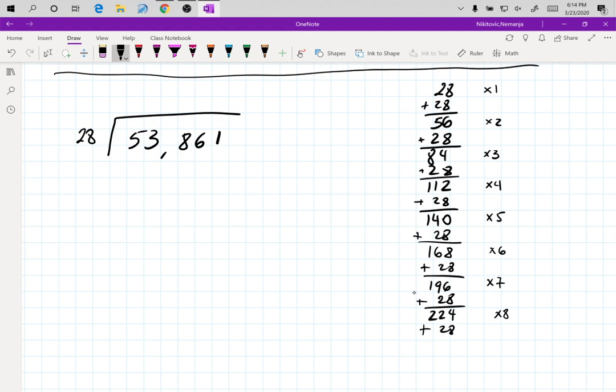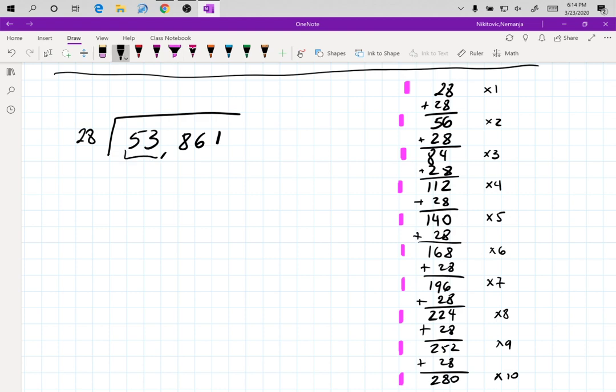Add another 28 over here. 252. That's times 9. And plus 28, this one must line up every time. That's 280, which is times 10, and that's what you check, right? Because 28 times 10 is 280. So now I have my multiplication table for 28. That's 1, that's 2, that's 3, that's 4, that's 5, 6, 7, 8, 9, and 10. I have these 10. So now it's going to be easy.